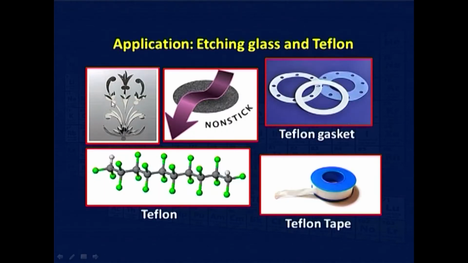This is the way the etching of glass is done. It is the non-stick cookware which has been prepared by using Teflon. It is the structure of Teflon. This Teflon is also used as a gasket, the Teflon tape. So, these are certain applications of fluorine.